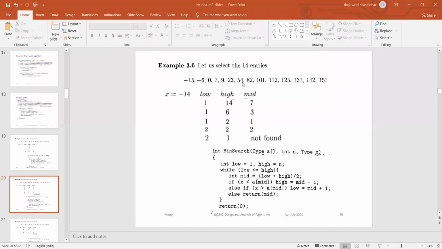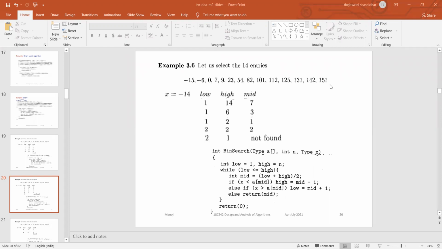Minus 14 is lesser than 54. So if it is greater, what do you do? You go with low parameter shifting. If it is lesser, what will you do? You will go with high parameter shifting. If the key element is less than A of mid, which is 54, and minus 14 is less than 54, at that time what will you do? High is equal to mid minus 1.